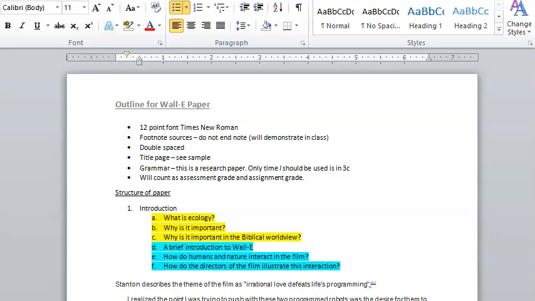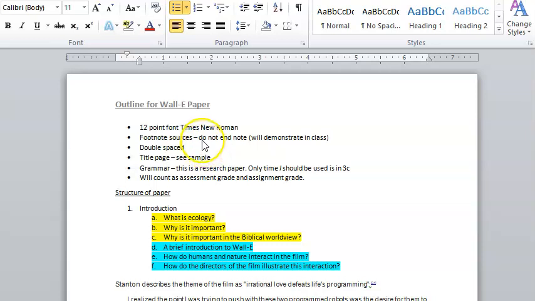Wanted to go over with you the Wally report, the research paper based on Wally and also ecology. So let's go ahead and dive in and get started. So the first thing is outline. So how do I want this paper typed? This is a typed research paper, so there are some guidelines to follow.